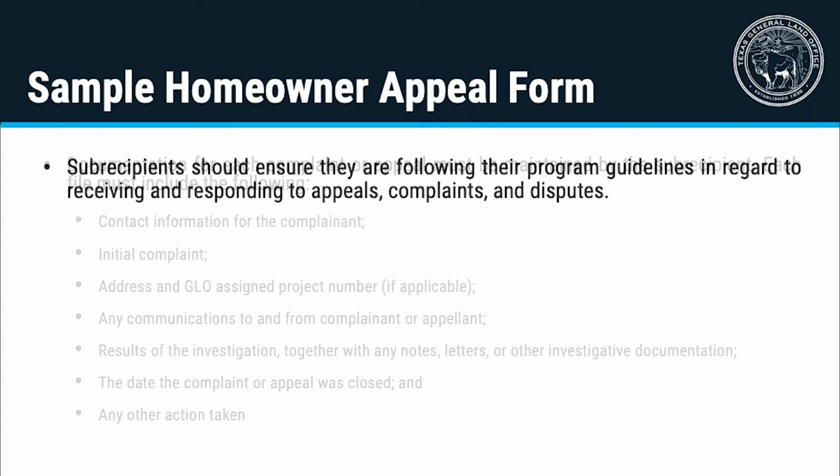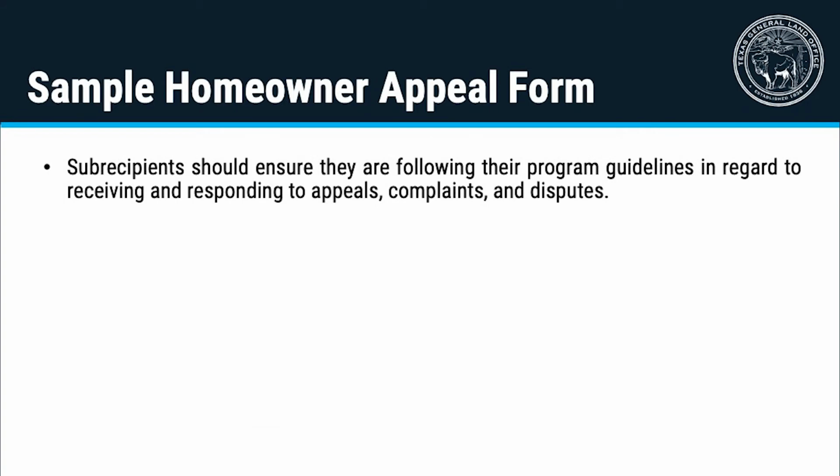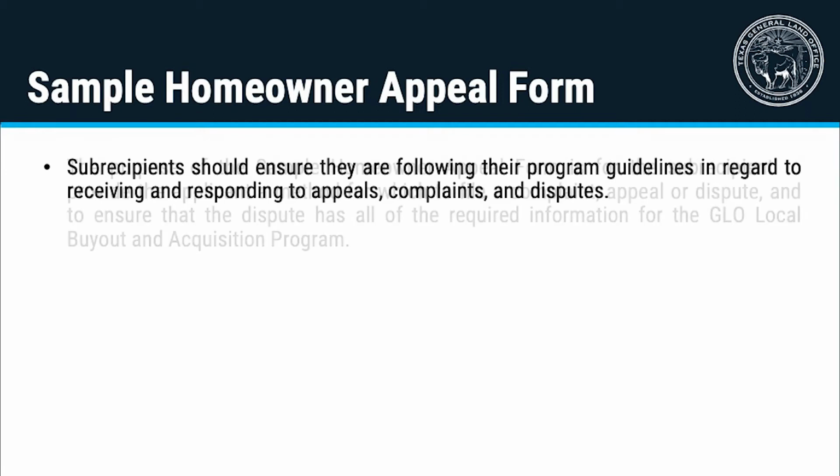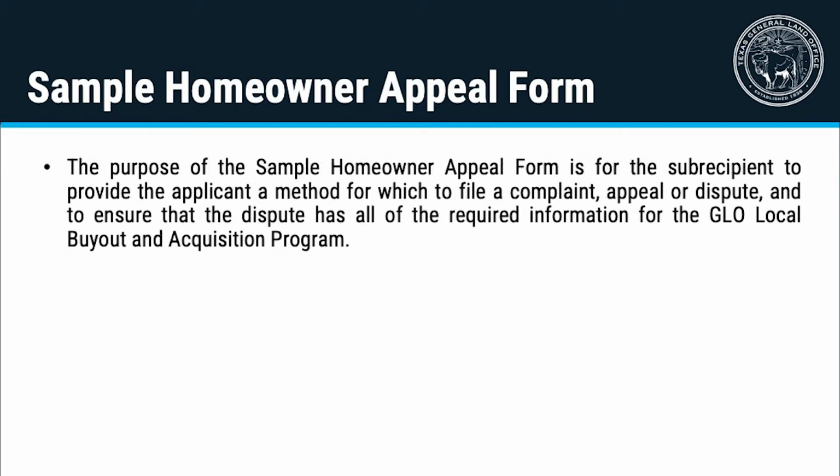Subrecipients should ensure that they are following their program guidelines in regard to receiving and responding to appeals, complaints, and disputes. The purpose of the Sample Homeowner Appeal Form is for the subrecipient to provide the applicant a method for which to file a complaint, appeal, or dispute, and to ensure that the dispute has all of the required information for the GLO Local Buyout and Acquisition Program.